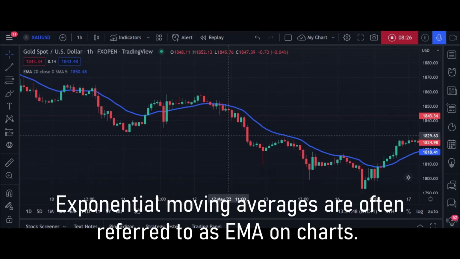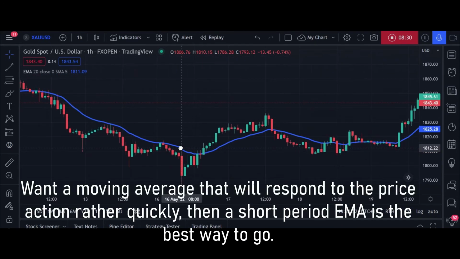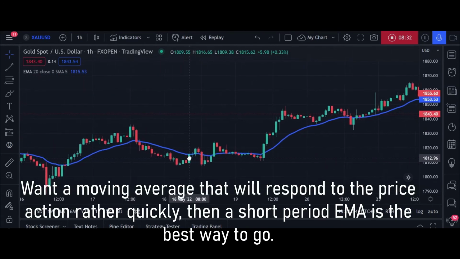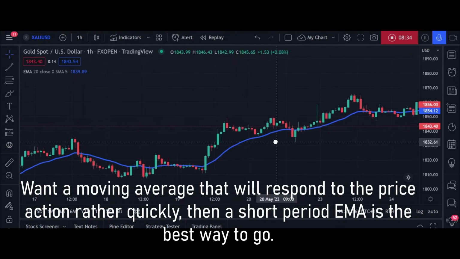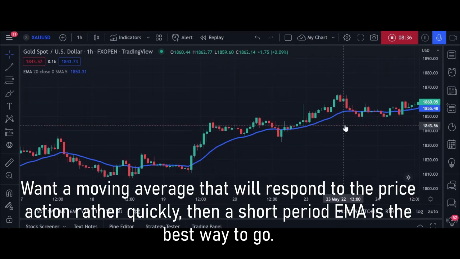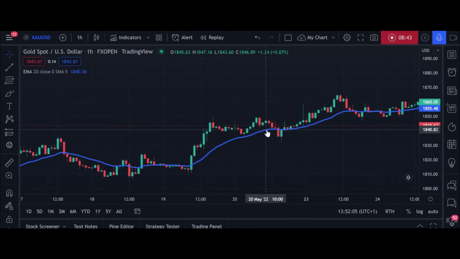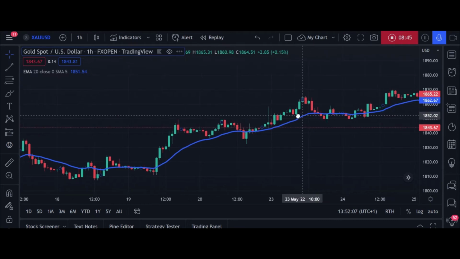You might be asking which is better, simple or exponential moving averages. When you want a moving average that will respond to the price action rather quickly, then a short period EMA is the best way to go. These can help you catch trends very early, which will result in higher profit. In fact, the earlier you catch a trend, the longer you can ride it and catch bigger profits.